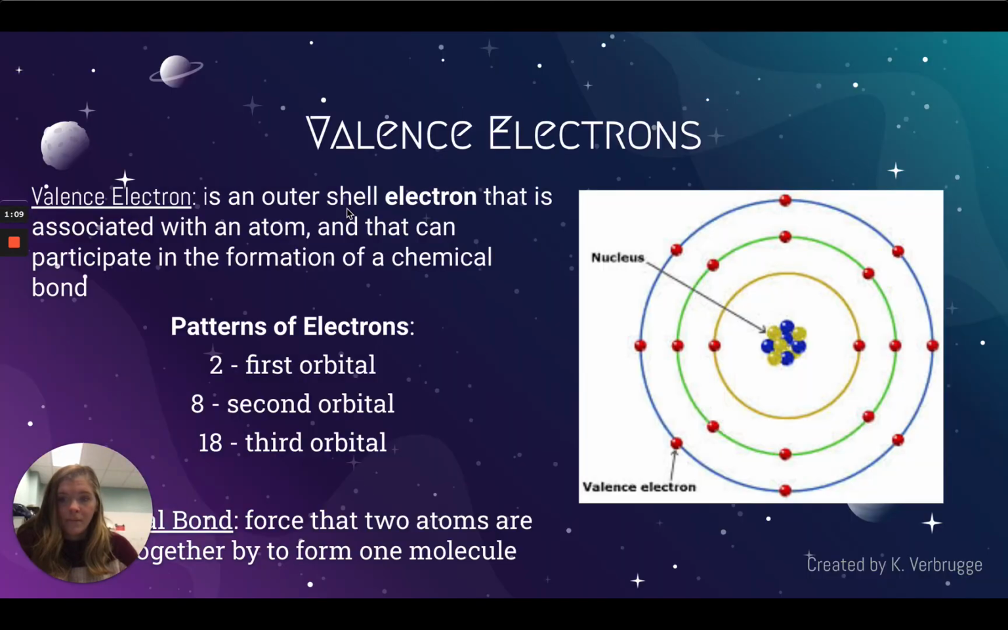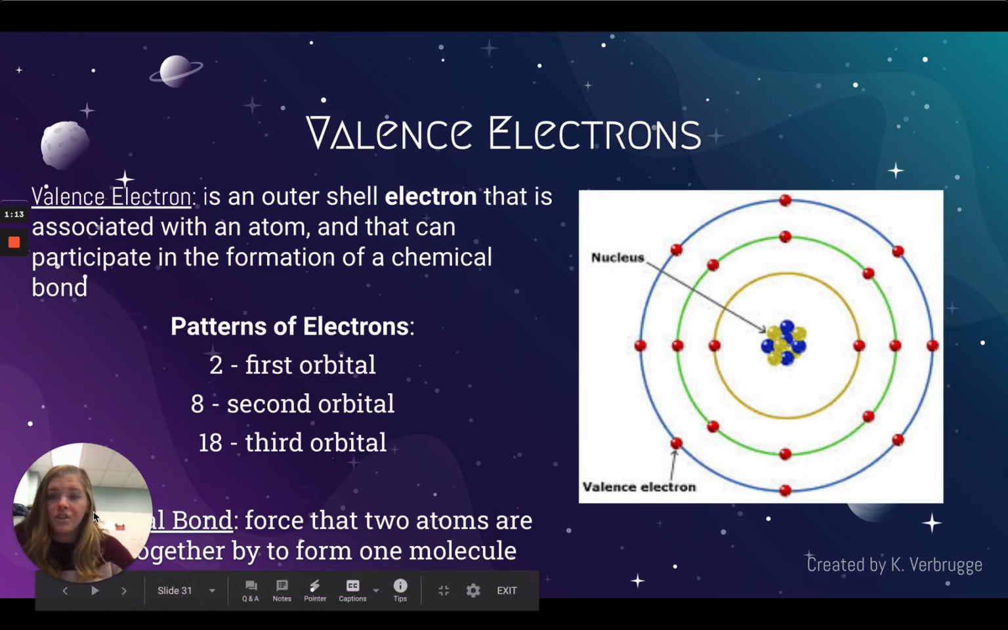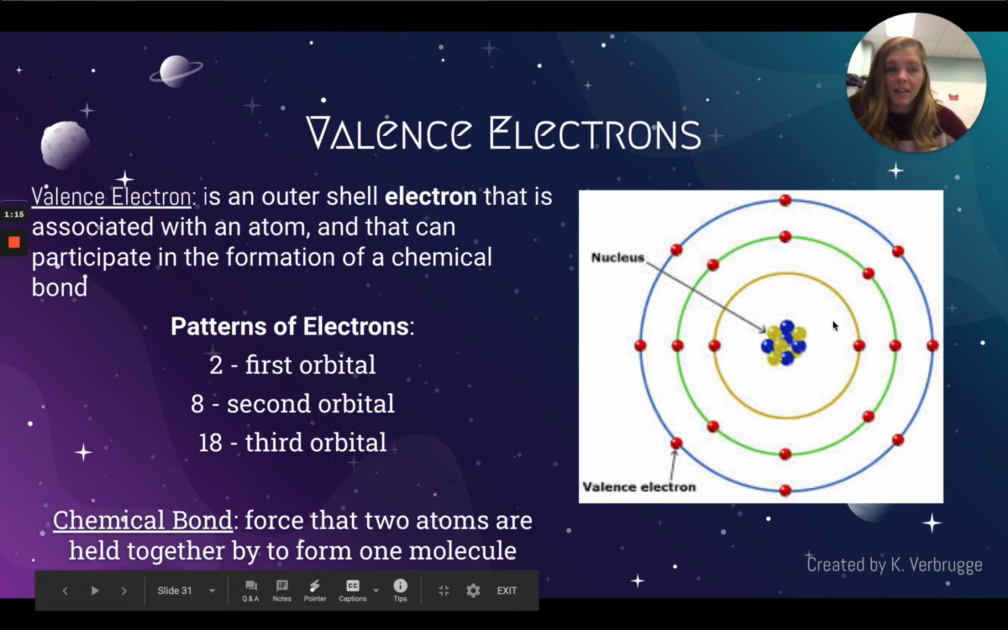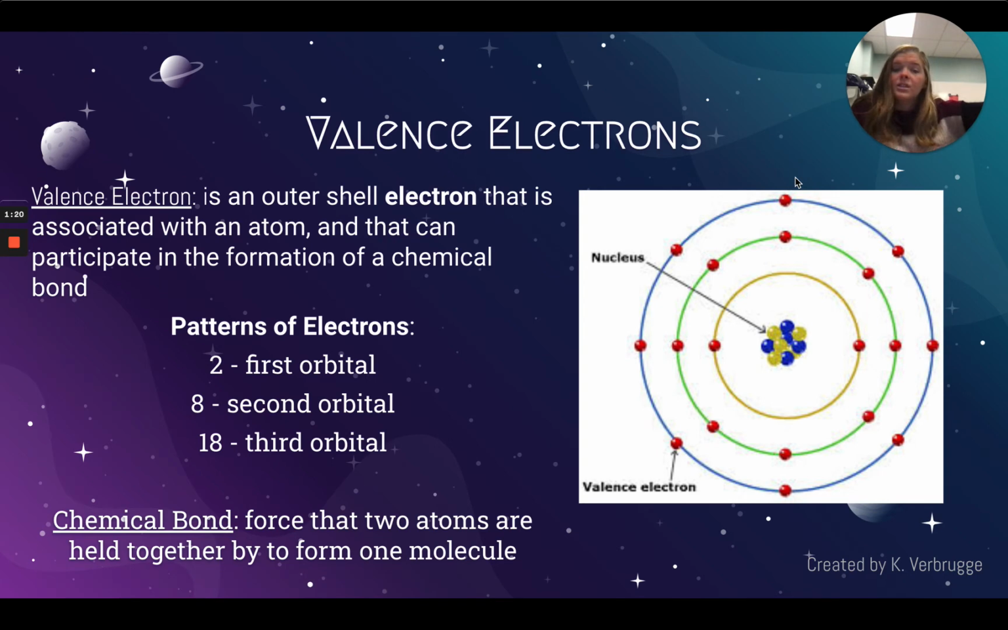Alrighty, let me change. A valence electron. I went over this a little bit with my general chemistry students, but not at all with my honors chemistry students, so if you have questions on this, be sure to ask. A valence electron is an outer shell electron that is associated with an atom, and it can participate in the formation of a chemical bond.